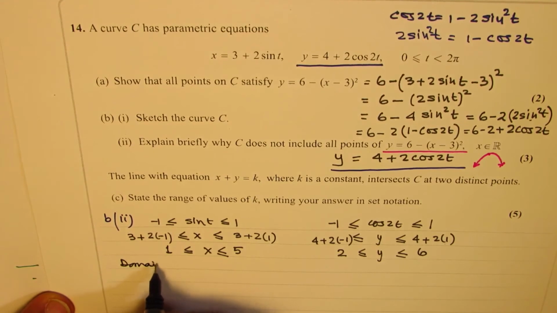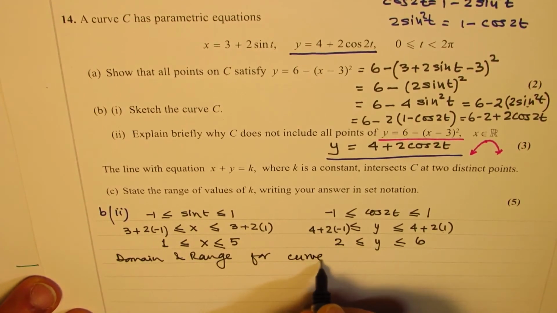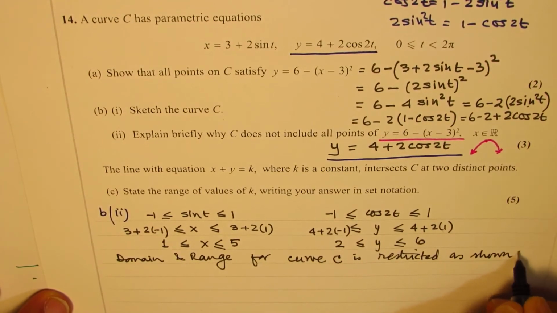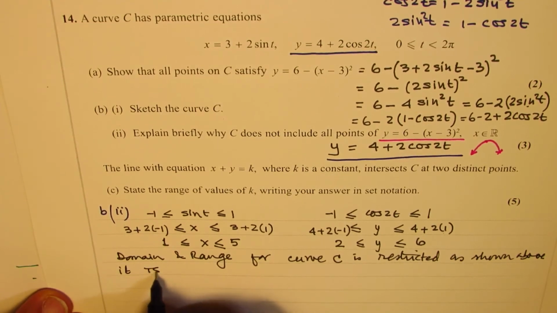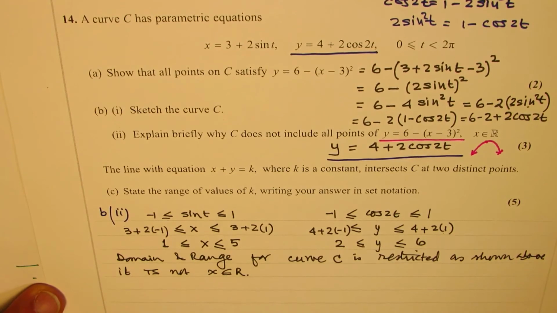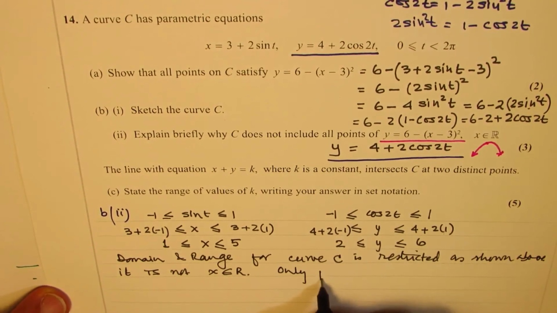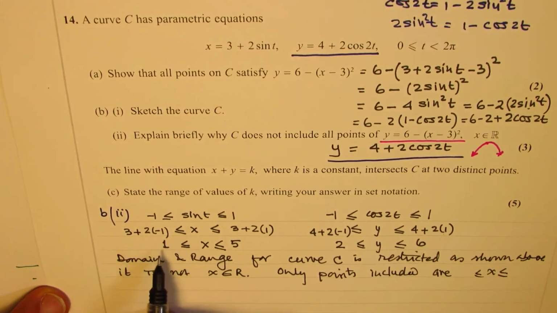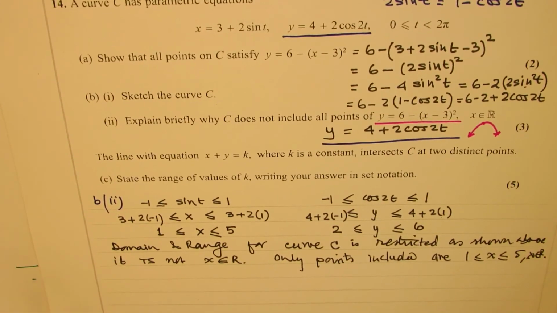So we can write here: domain and range for curve C is restricted as shown above. It is definitely not x belongs to all real numbers. So it is the one which is shown here. That is why all the points on this curve are not included, right? The only points included are for x between 1 and 5, where x belongs to real numbers, correct? So that is how we could explain it.